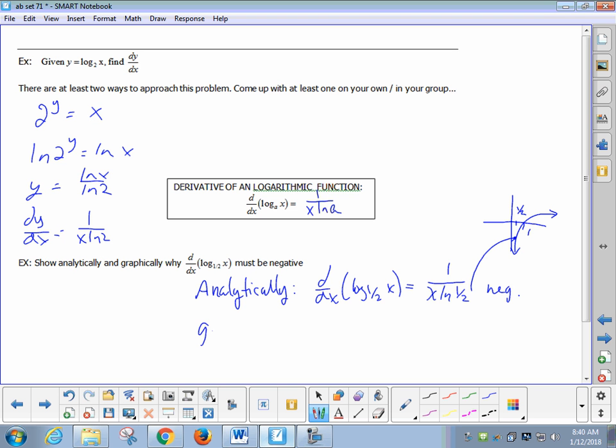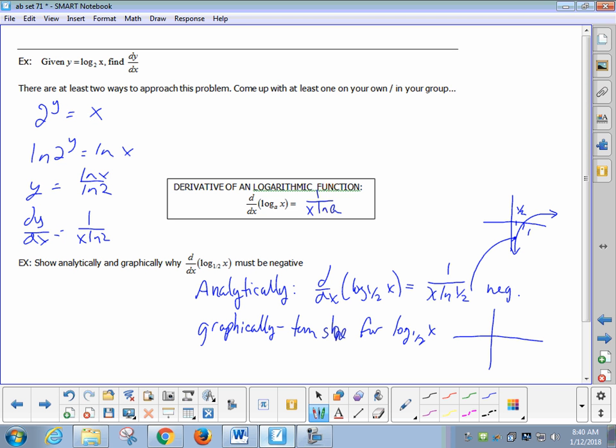Graphically, when I talk derivatives graphically, I'm looking at tangent slope. For log base 1/2 of x, this might take a little bit of review. That's a log graph of natural log. But how do you graph any old log, particularly if the base is less than 1? What does a graph of a log with a base less than 1 look like?